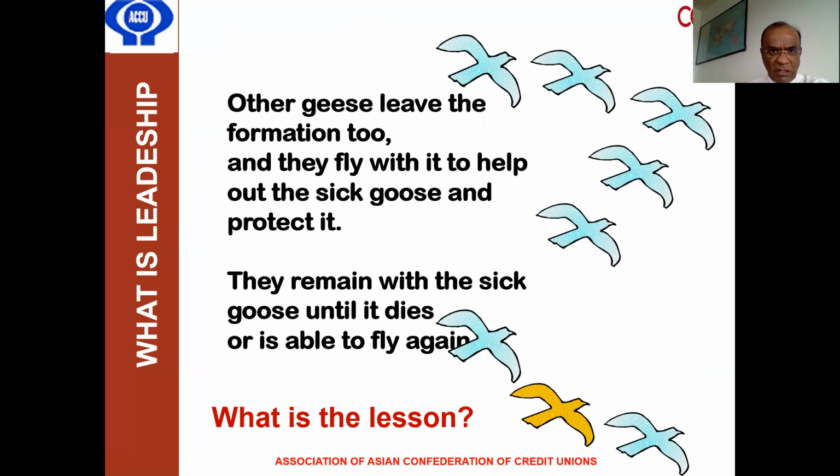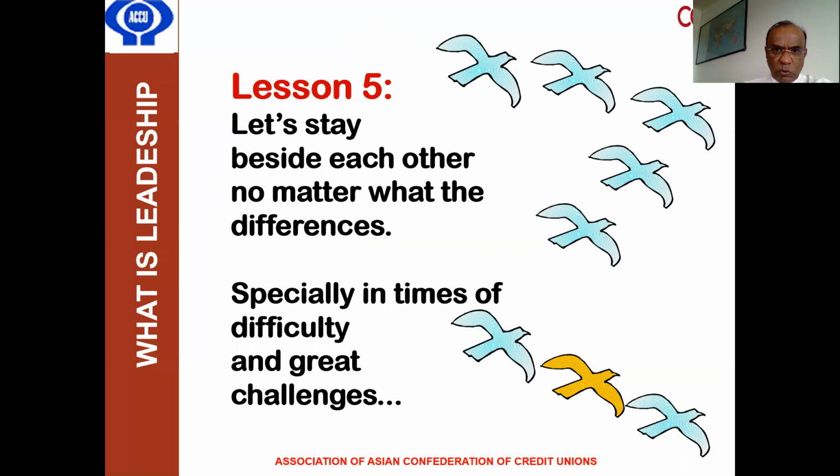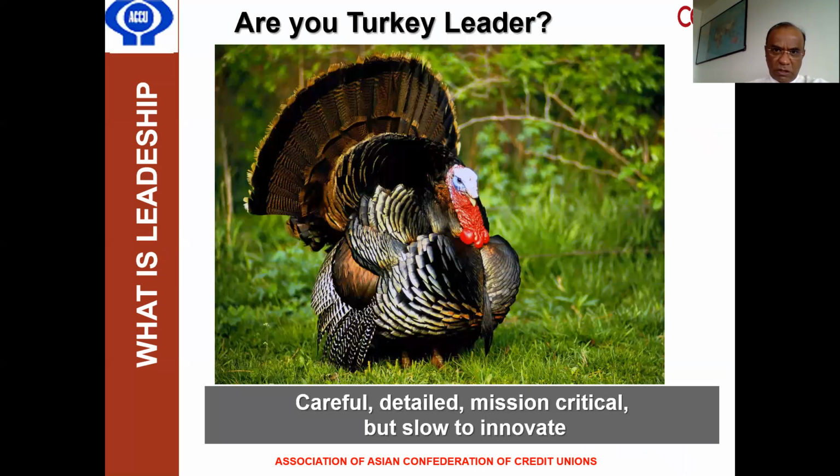So the lesson here is that the geese leave the formation to fly and help the sick goose and protect it, so they will be able to go together. So I think cooperative leaders need to look at it. Stay beside each other no matter what differences, especially in times when it is difficult and challenging. I think this is how democratic leadership needs to be understood.